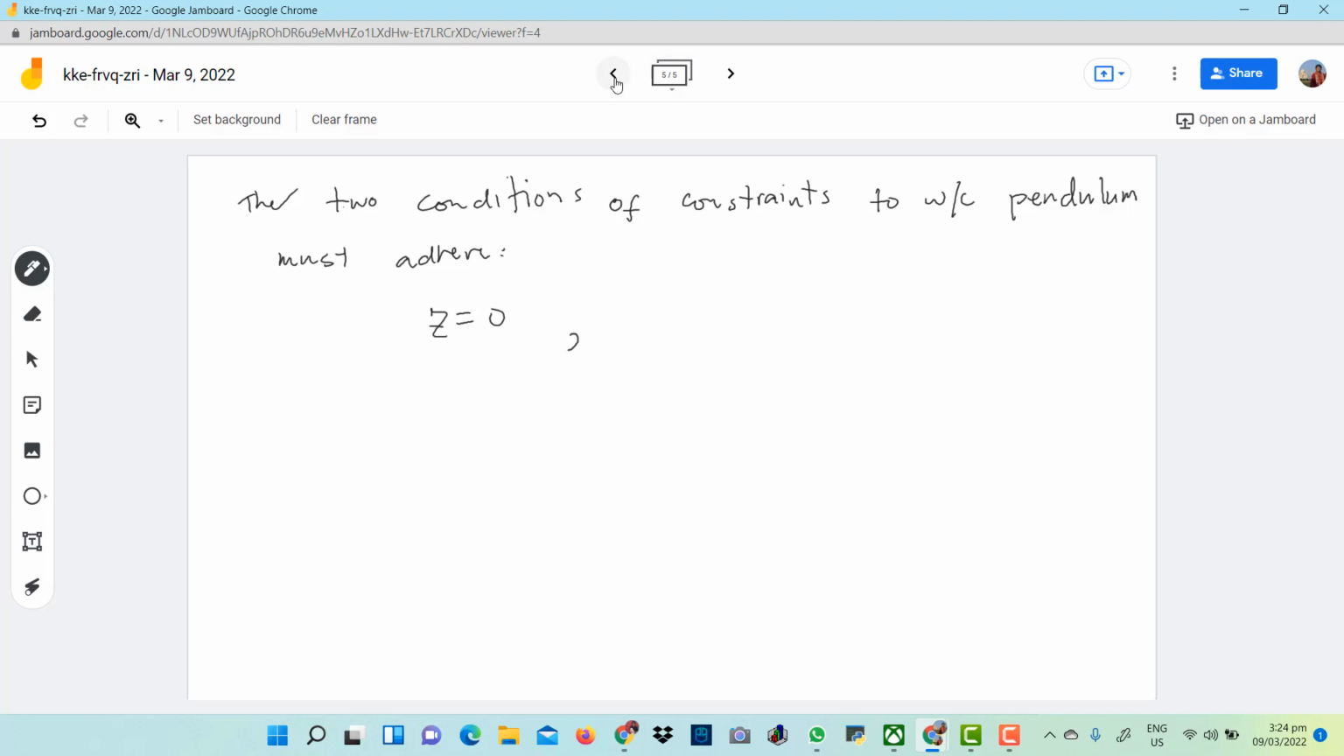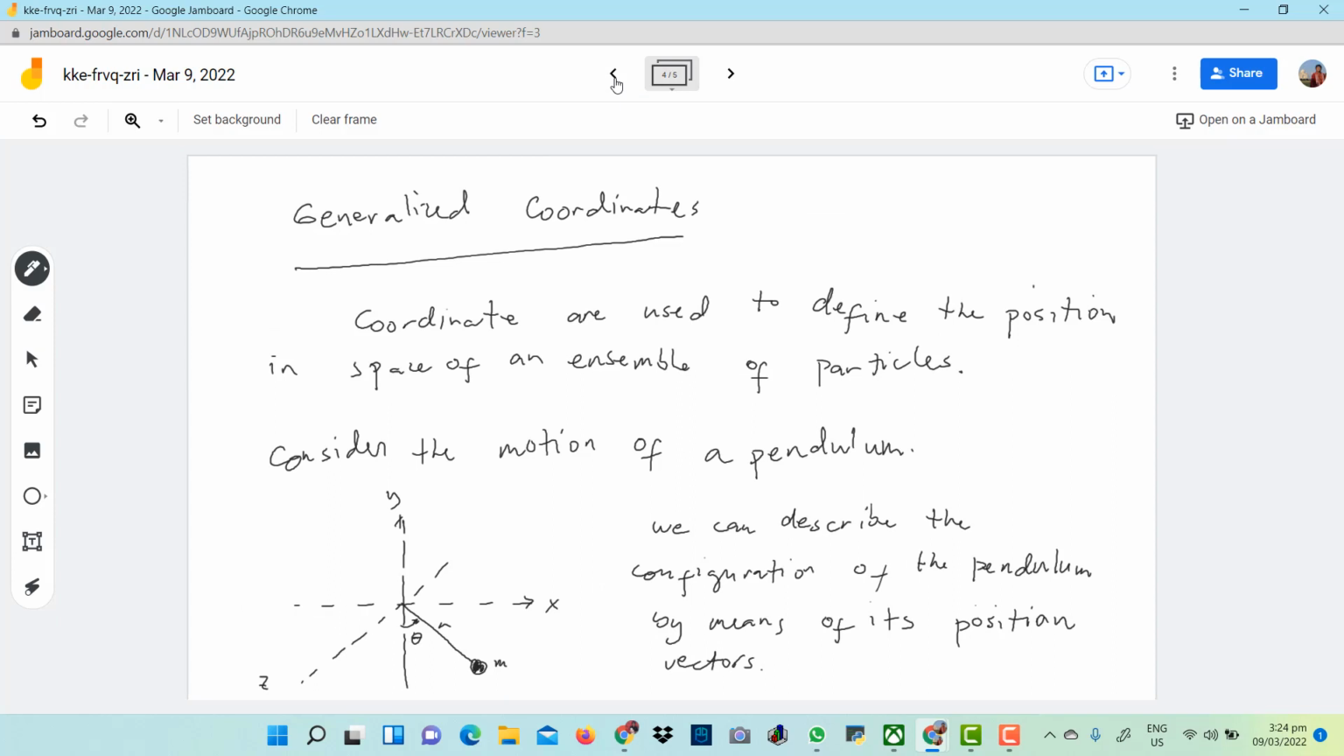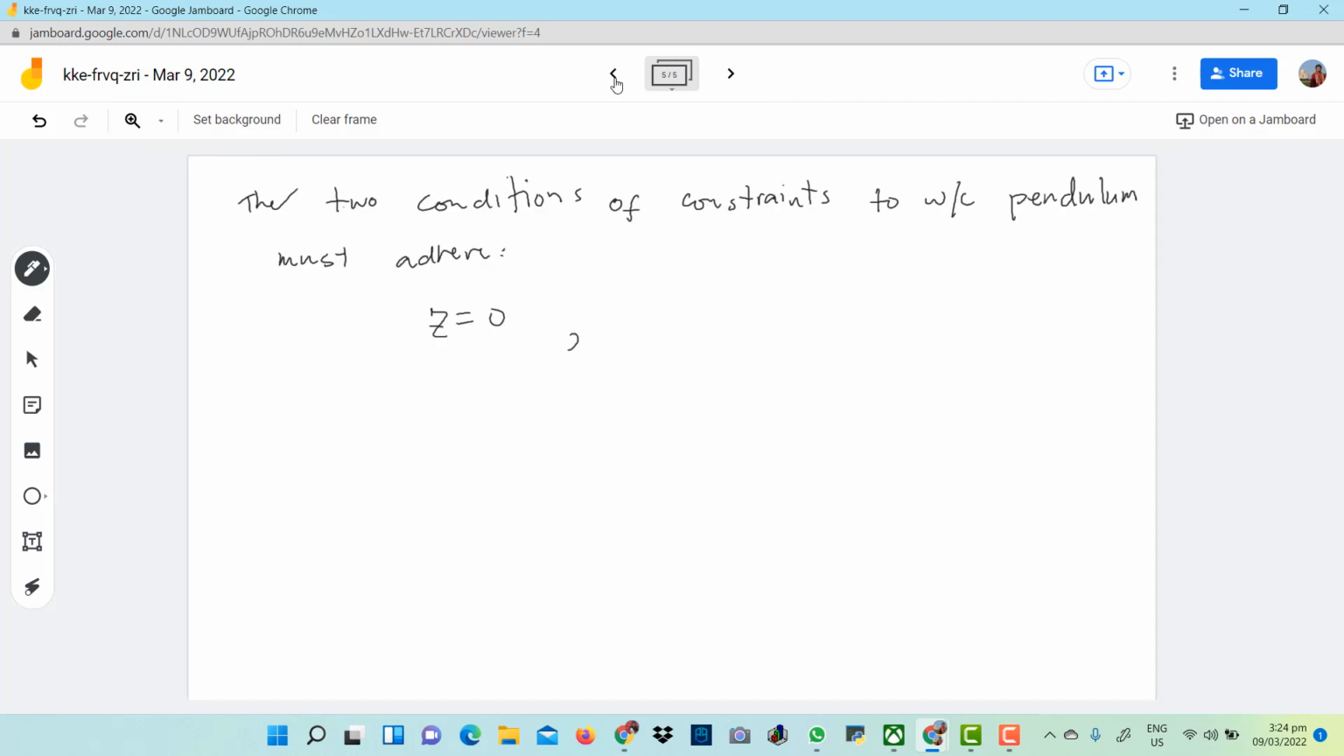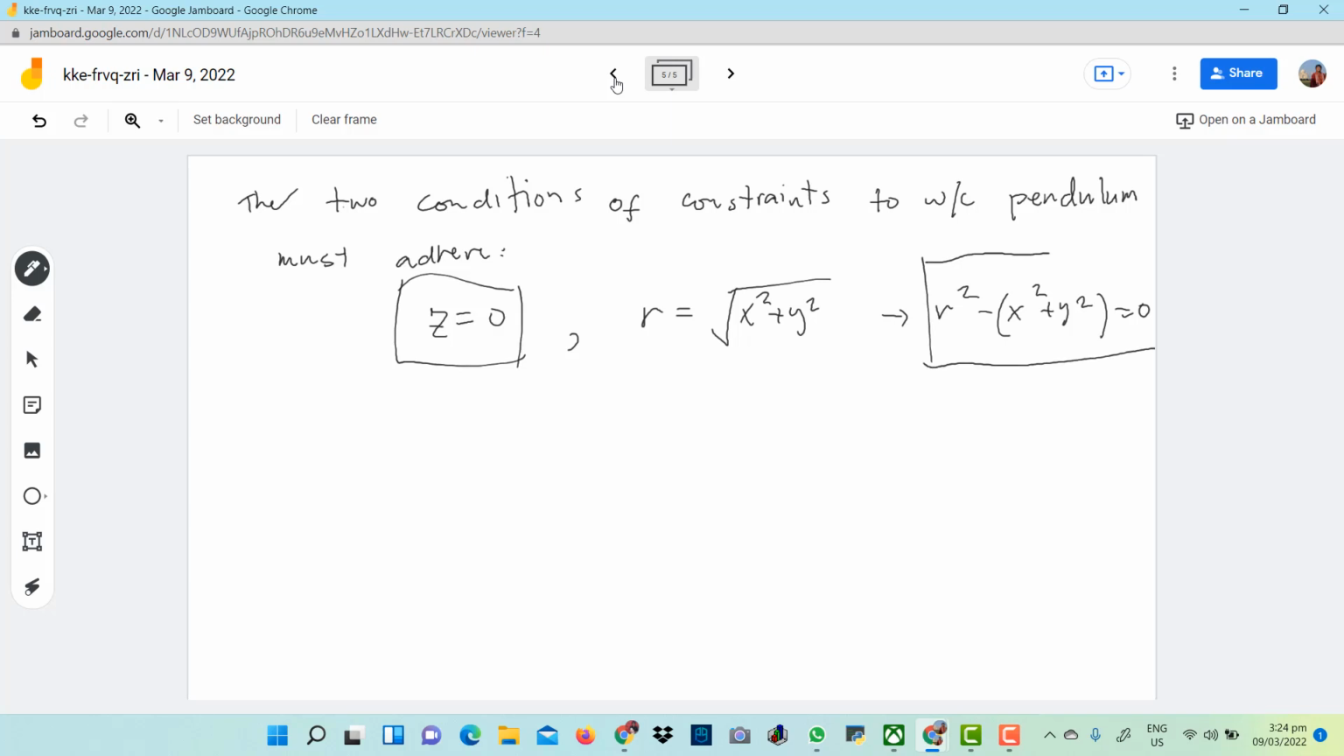And as you can see, based on the figure, the mass m is constrained in its motion. It can only swing, right? So it is constrained by your r. One equation of constraint is this r, which is equal to the square root of x squared plus y squared, or you can write this as r squared minus x squared plus y squared equal to 0. So again, there are two equations of constraint.